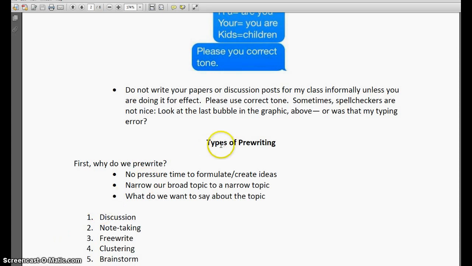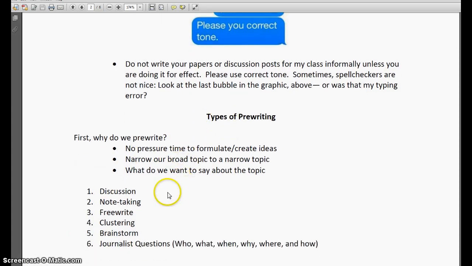is types of pre-writing. Before we get into the pre-writing, why do we pre-write? This is the time when you have no pressure. You can create your ideas. Think about them. Be relaxed when you do it. You want to take a broad topic and make it narrow, something manageable to write about. And then you want to also ask yourself, what am I going to say about this topic? Doing pre-writing strategies will help you take a broad topic, narrow it down, and help you understand what you want to write about that topic.